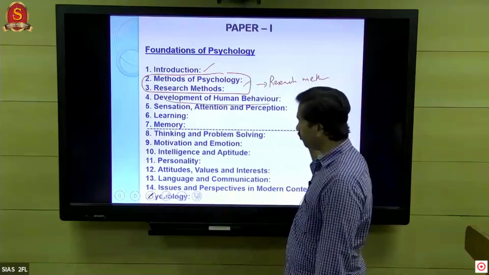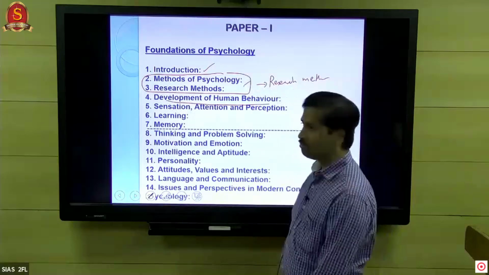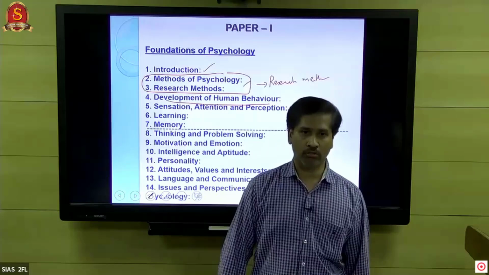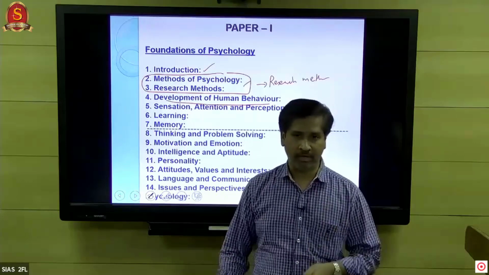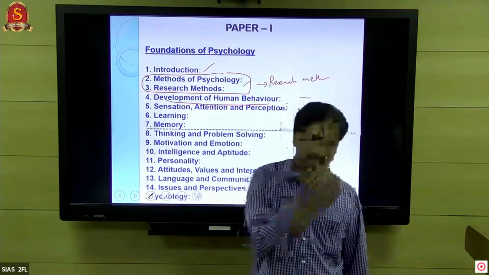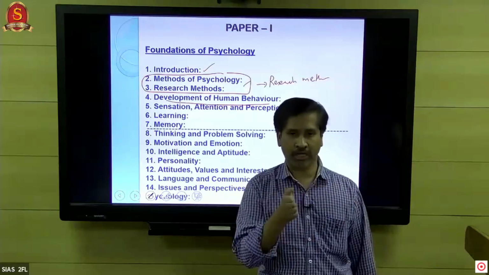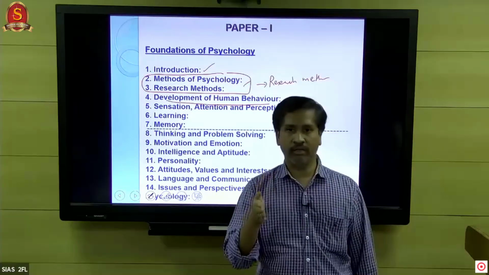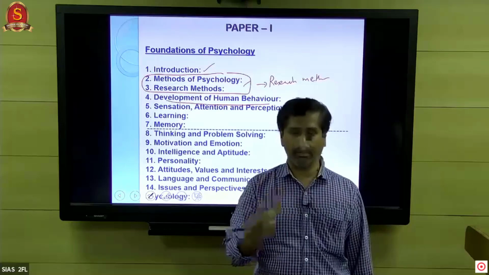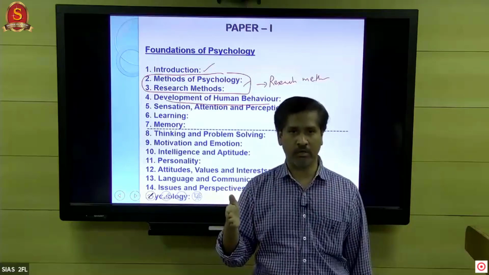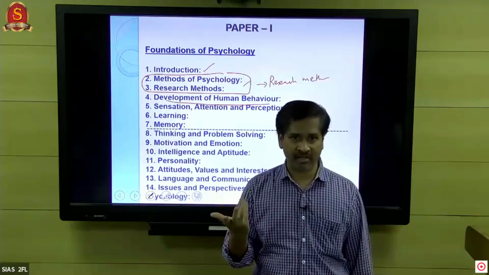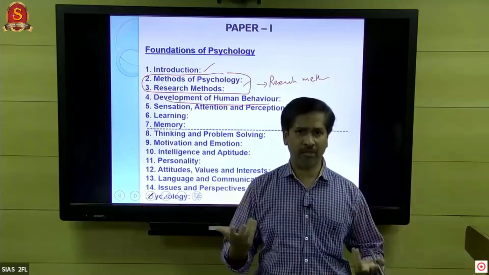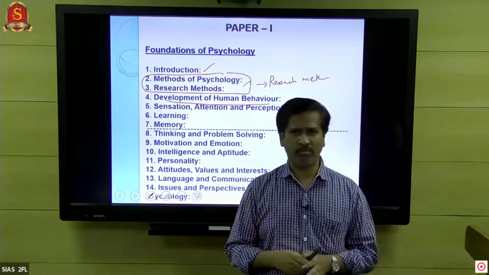Then development of human behavior, from birth to death. For example, once a child is born, how the behavior will be. We will see some stages: babyhood, childhood, later childhood, then puberty, and how their behavior changes, then adolescence, the teenage years. Why is teenage risk-taking behavior? Teenagers have very high ambition, but they do not know what the reality is. We will try to understand that.